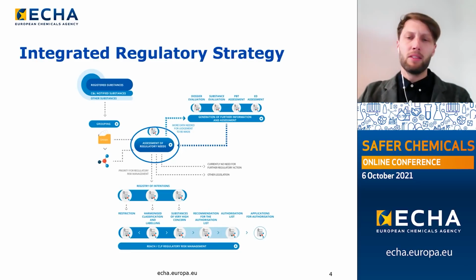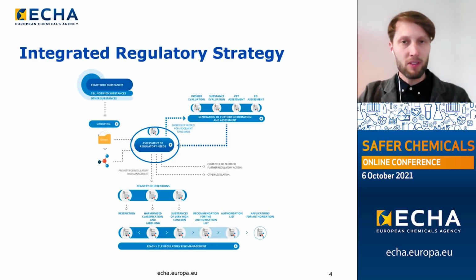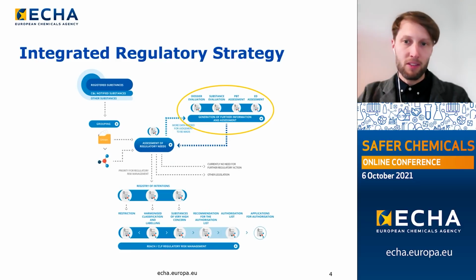Now, the aim of our assessment of regulatory needs and the work on groups is to efficiently select groups of substances, especially those where we think there might be a potential concern. We look at them and we see if there's more information needed to address this concern more comprehensively. And as I said, this goes then to the official processes like dossier evaluation, substance evaluation, but also to, for example, the ED, endocrine disruptor assessment work.